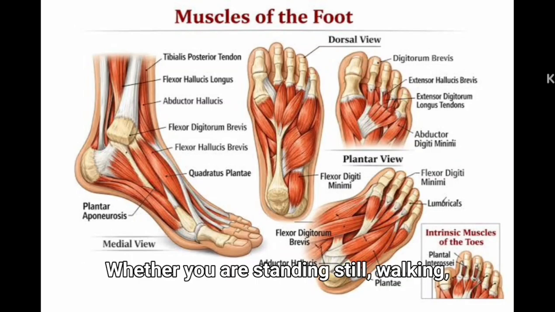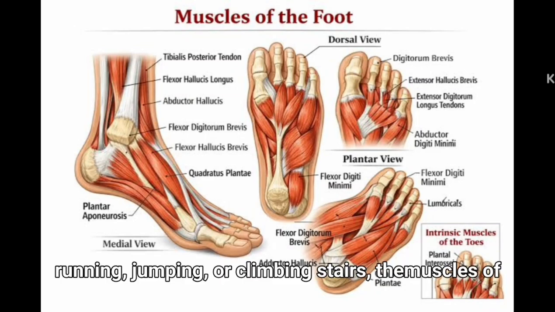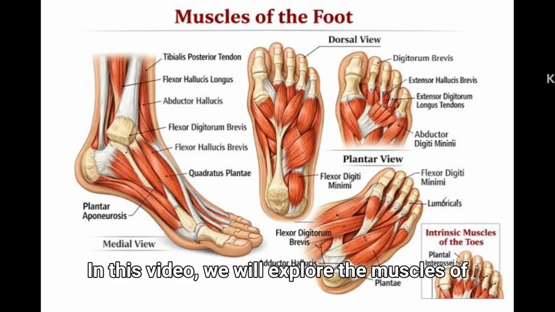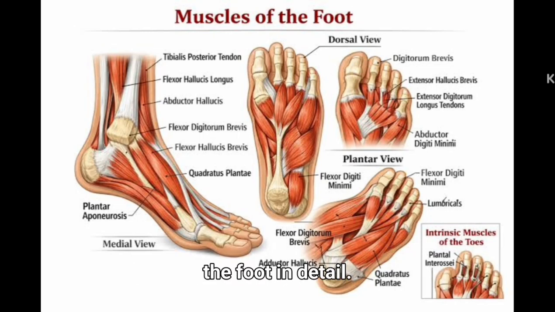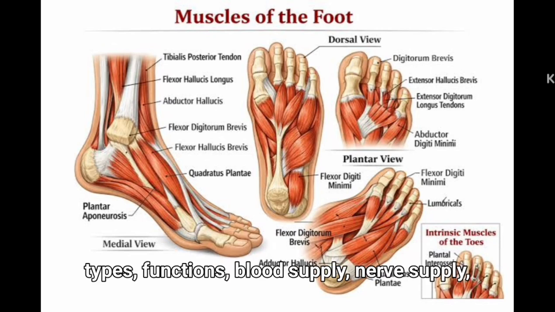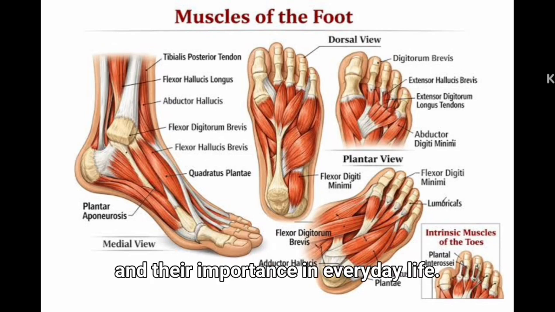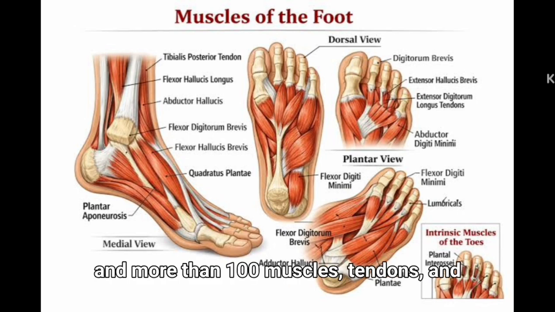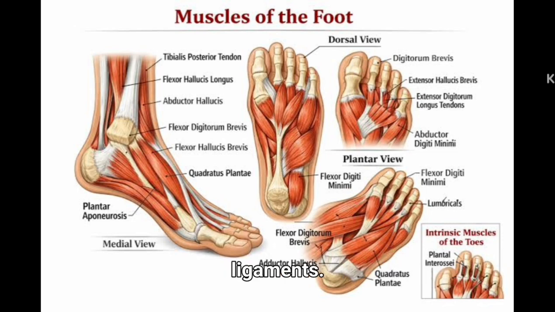Whether you are standing still, walking, running, jumping, or climbing stairs, the muscles of the feet play an essential role in every movement. In this video, we will explore the muscles of the foot in detail. We will learn about their anatomy, different types, functions, blood supply, nerve supply, and their importance in everyday life. Let's begin. The human foot contains 26 bones, 33 joints, and more than 100 muscles, tendons, and ligaments.